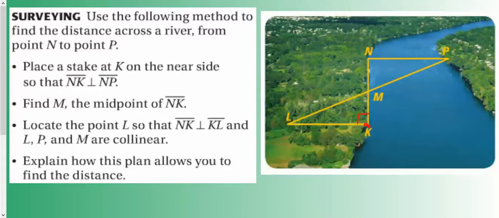Oh, I got that wrong. NK is perpendicular to NP, so this one would be perpendicular here. Okay, and then find M, the midpoint of NK. So that would make those two equal.